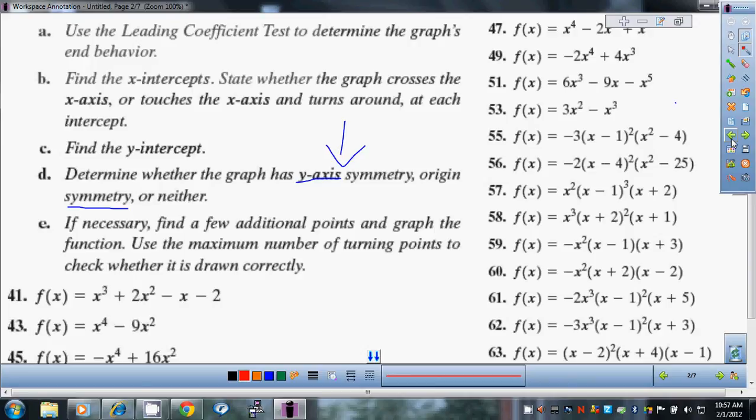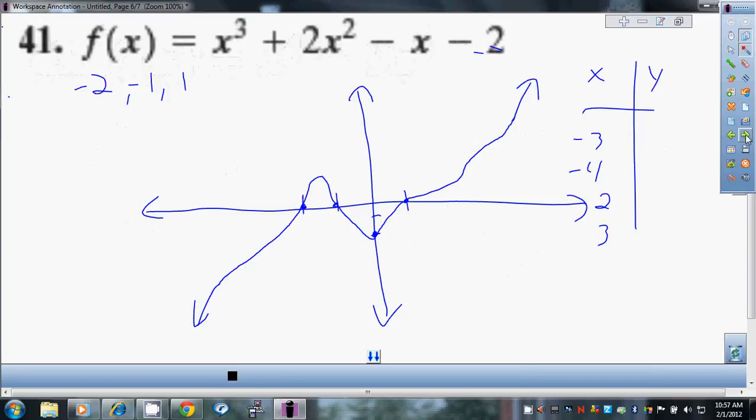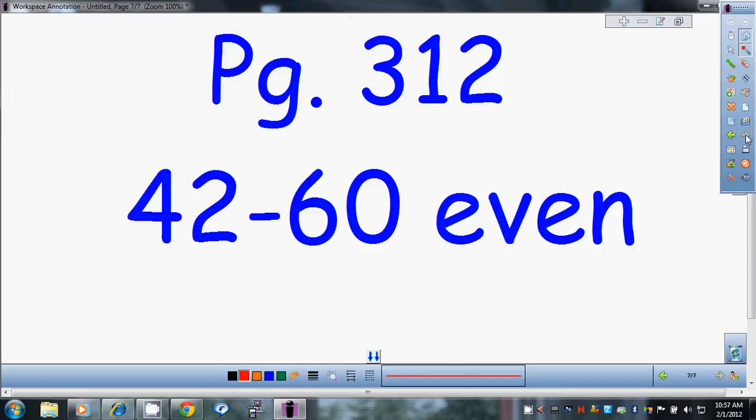Any other questions from this page? All right. This is all you have to do. There it is. That's what I need from you. All I need are the 10 graphs. That's 10 problems. We're all graphing. I just need 10 graphs.